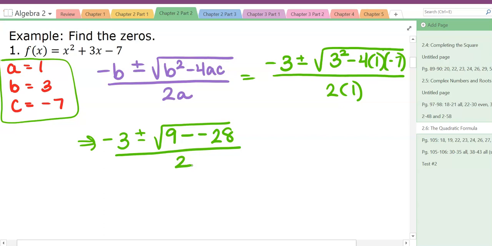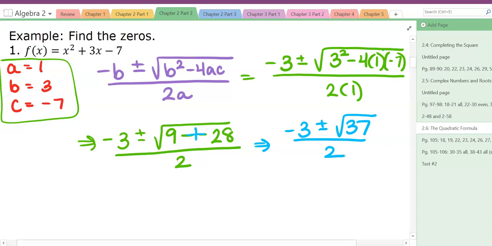Now under my square root sign, I have double negatives. I have 9 minus negative 28, so that's going to change to a plus sign if you do your keep, change rule there. So I have negative 3 plus or minus 9 plus 28 is going to be 37 all over a 2.